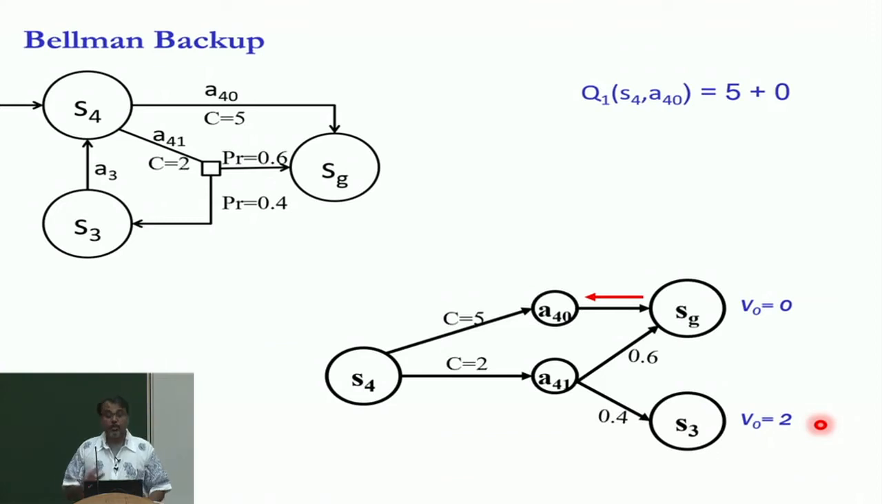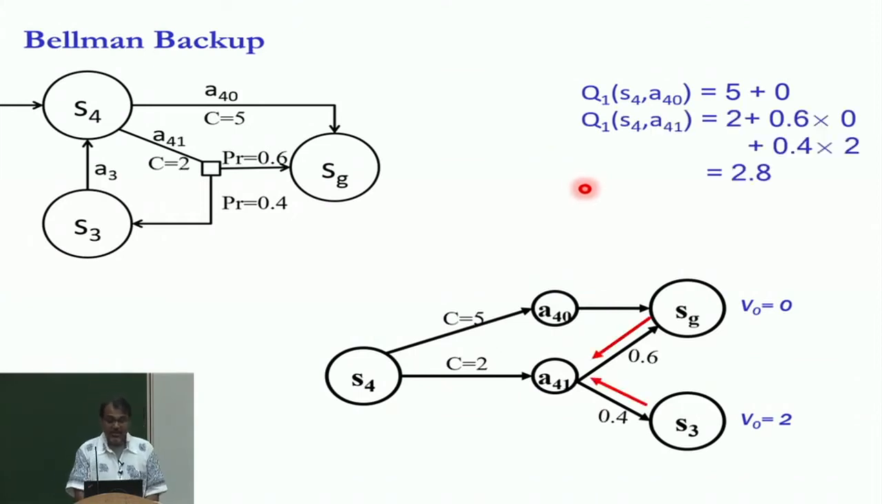This would be using the current approximation of V0 and back sending the value. So, the goal sends its value 0. The action A40 looks to be about 5 plus 0 right now: immediate cost 5, long term cost 0. I could alternatively take action A41, that would be 2 plus 0.6 times 0 plus 0.4 times 2. Now, notice that S3 may not have value 2, but that is my current approximation. When I repeat this many times, it will finally converge.